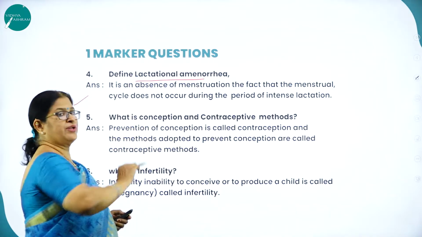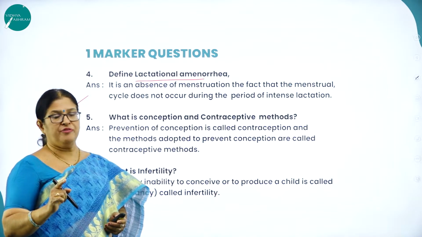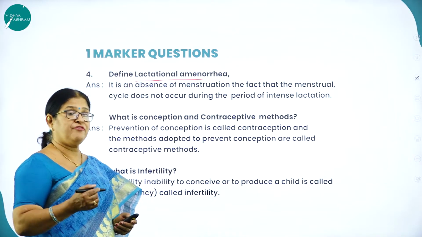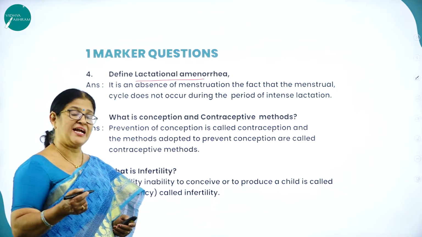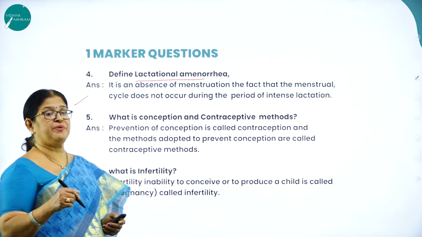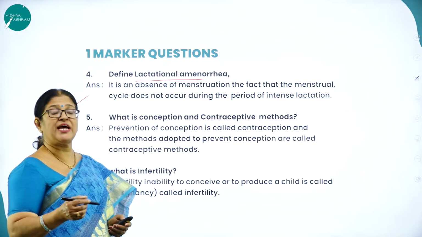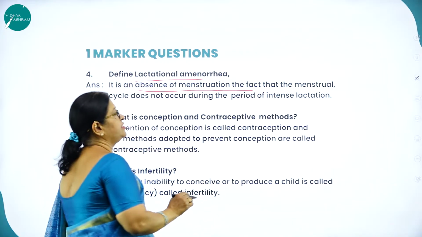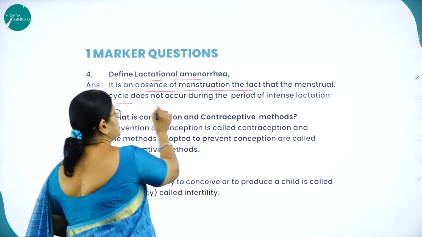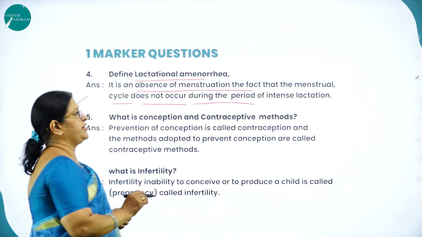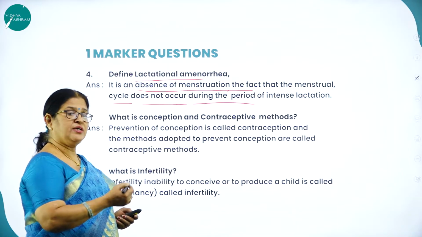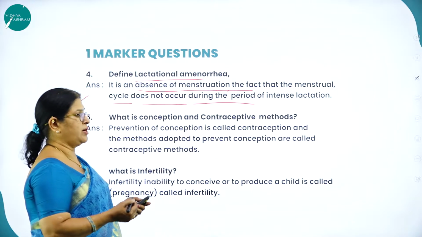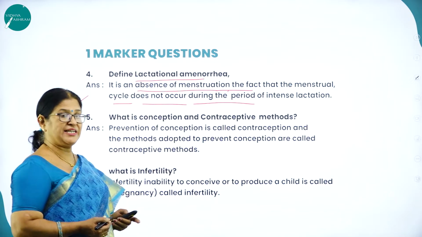Then, define lactational amenorrhea. So, lactational amenorrhea is one such temporary method of birth control. What is lactational? The very word itself will tell you. Lactational means when a female bears a child, she'll be in her lactation period. So during that lactation period, she will not have her menstrual cycle. So it is an absence of menstruation. During the period of intense lactation, when they have sexual intercourse, they will not have children. You can avoid pregnancy. So that is called lactational amenorrhea.